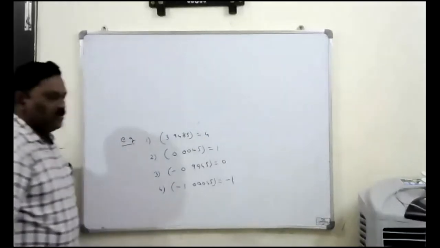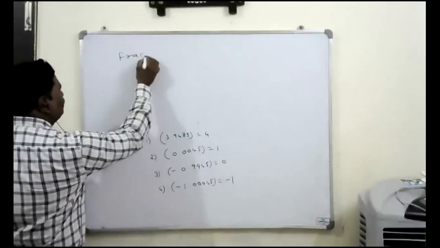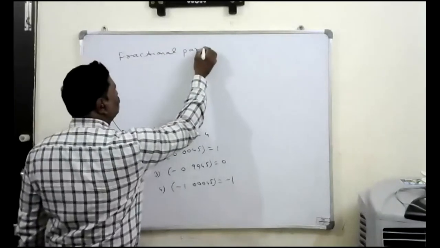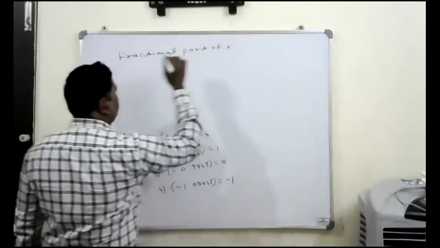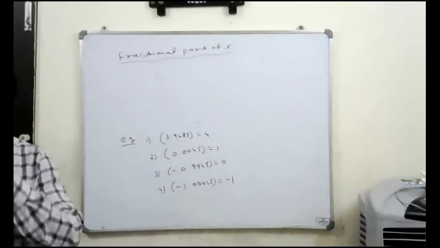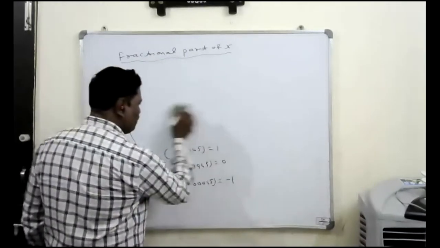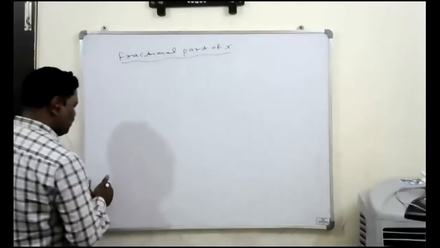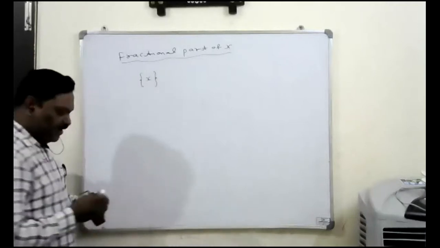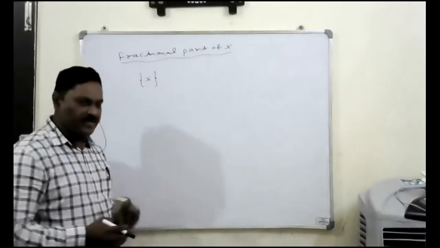Next, keep this subheading, fractional part of x. Look at this. What is meant by this fractional part of x? It means, if you write this curly bracket and x inside the curly bracket, then we have to read it as the fractional part of x.